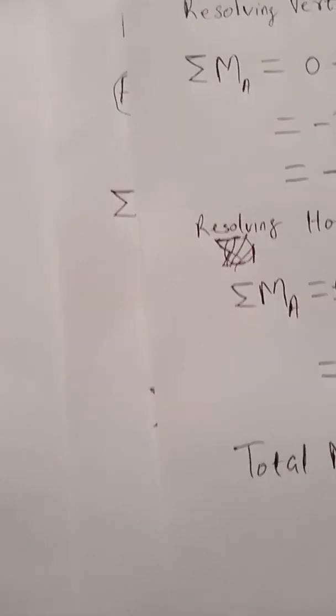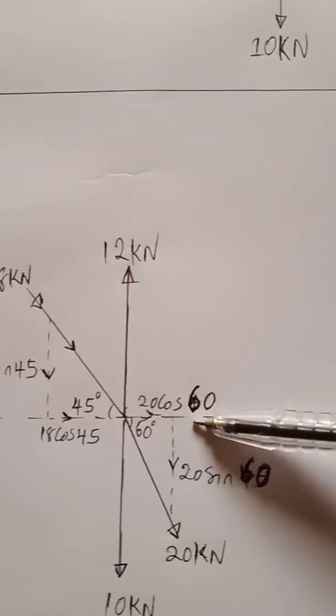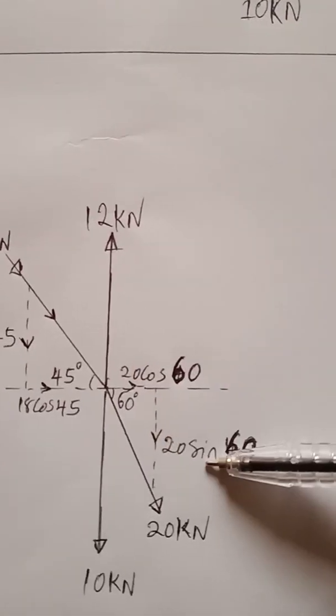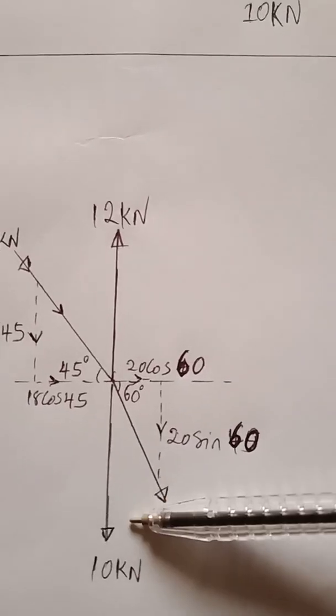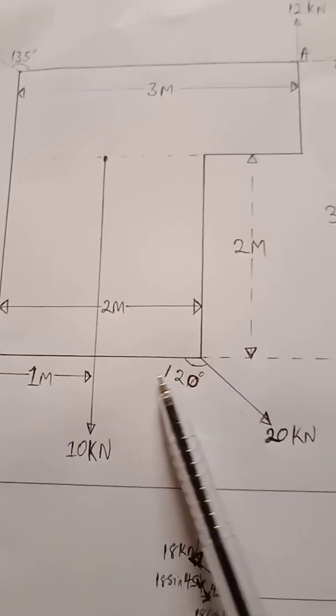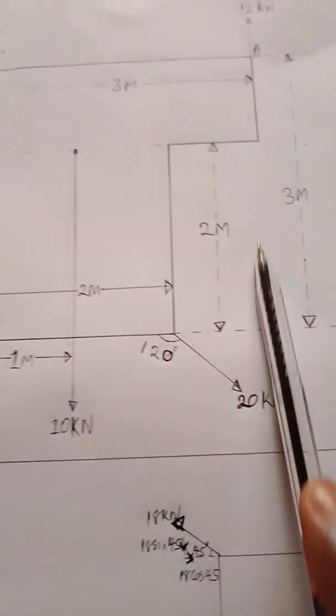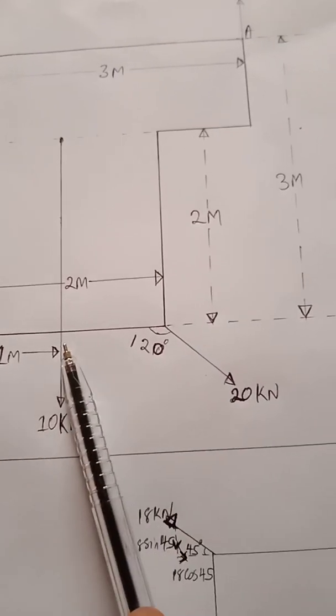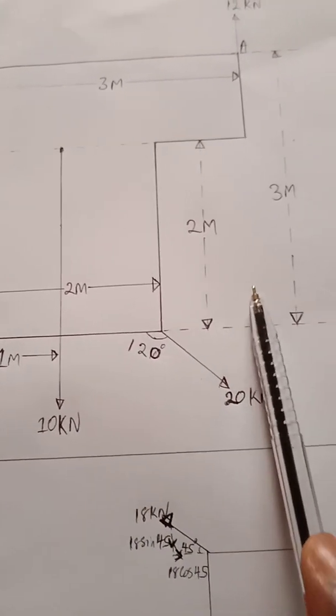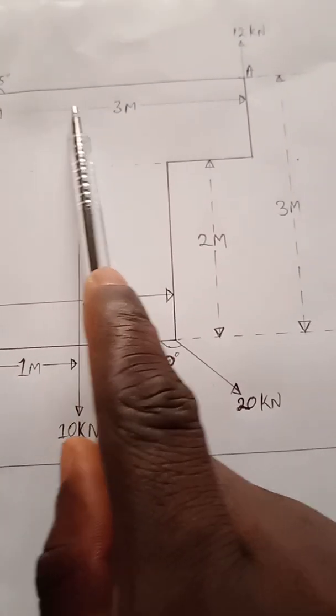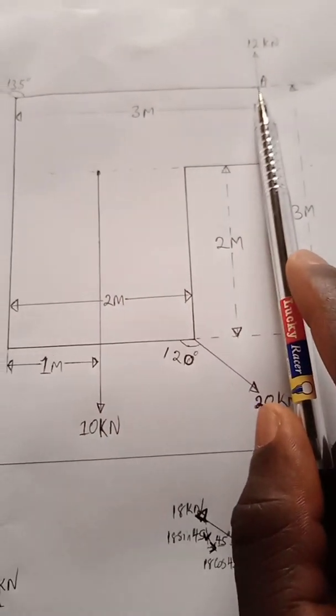Then the next one is 10. Now let's look at the 10 here. You can see 10. It's also vertical. You can see it here, moving in this direction to this position of A. So we have here to here. Look at it. Here to here is 2 meters.